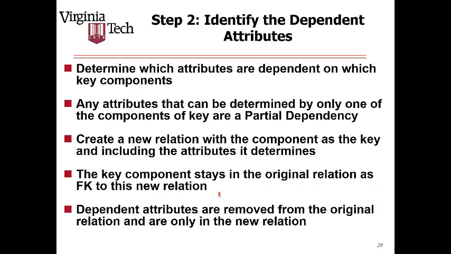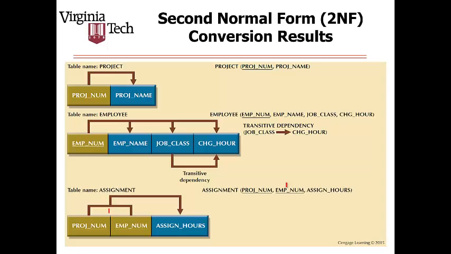Well, so then you go through, and for each one of those dependent attributes, where you do have dependent attributes on those keys, you make a new entity. We take a new relation with the component as the key, including the attributes it determines. Then we take that key, right? That key component stays in the original relation, and it becomes a foreign key to this new relation. Any dependent attributes that were dependent on that part of the key are moved from the original relation and are now only in the new relation.